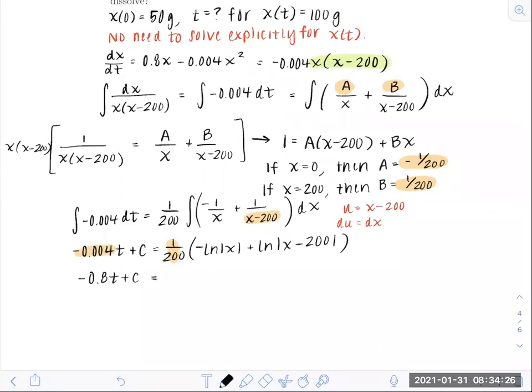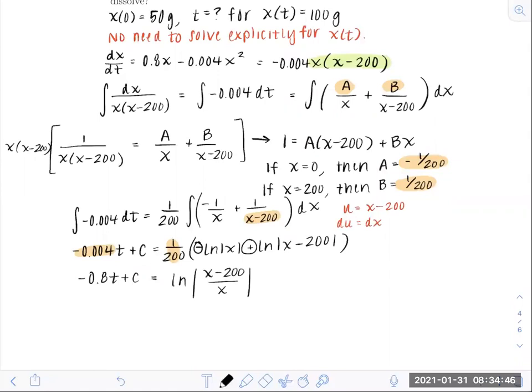And then I'm going to use logarithm properties to say I have the sum of two logarithms. So you multiply them together, but actually it's a difference, right? Because we have that negative. So that absolute value of x is going to go on the denominator. So I have the natural log of x minus 200 over x.